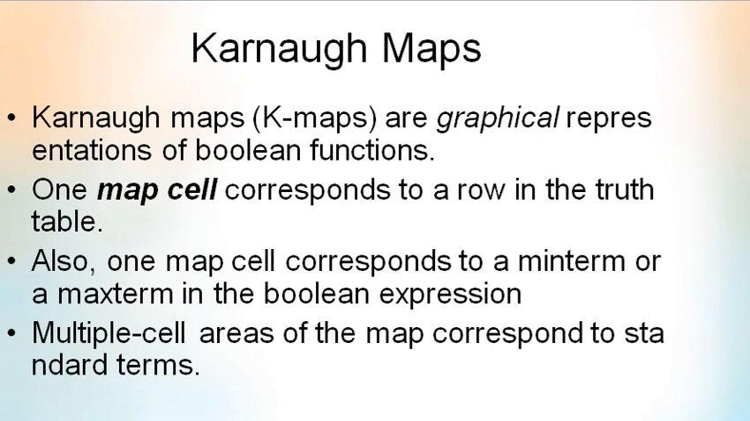As I said earlier, it's a pictorial representation of Boolean functions, and one map cell corresponds to a row in the truth table. Also, one map cell corresponds to a minterm or maxterm in the Boolean expression. We have already studied minterms and maxterms in the last class. Multiple cell areas of the map correspond to the standard terms.